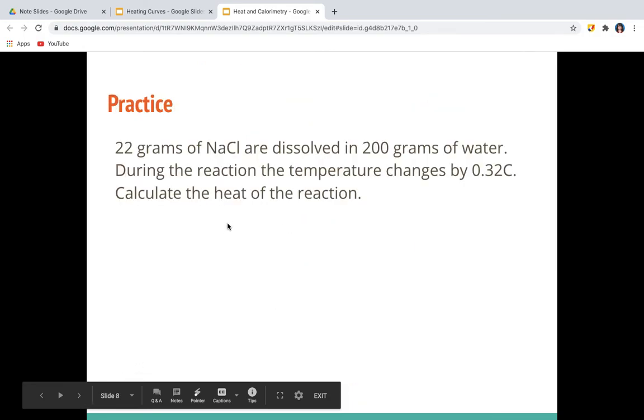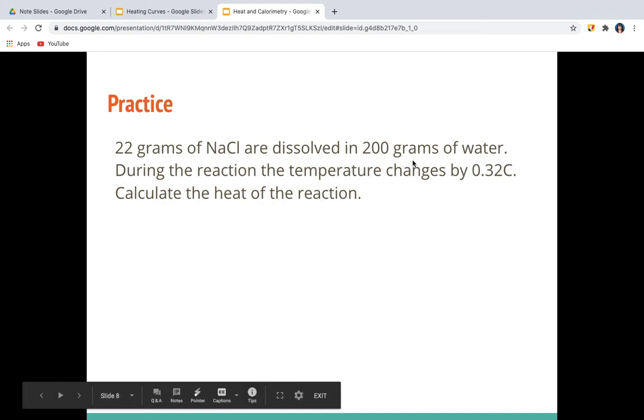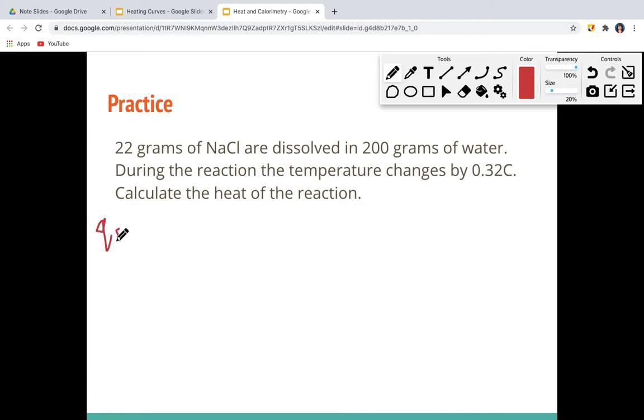So what we have is 22 grams of sodium chloride are dissolved in 200 grams of water. During the reaction, the temperature changes by 0.32 degrees Celsius. Calculate the heat of the reaction. So once again, I'm going to write down what I know and what I don't know. So I don't know Q solution, which is equal to negative Q reaction.